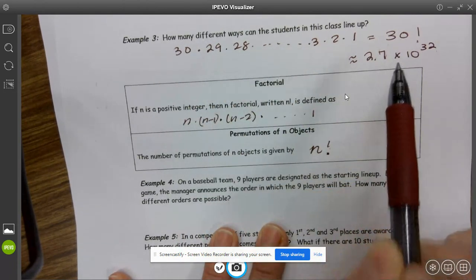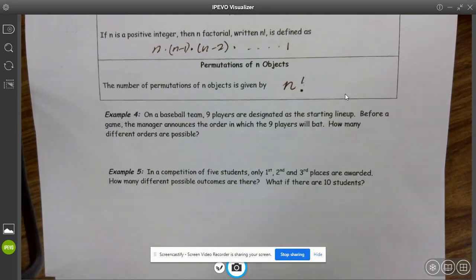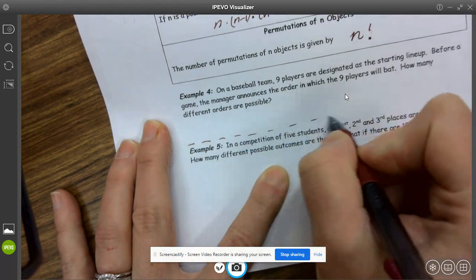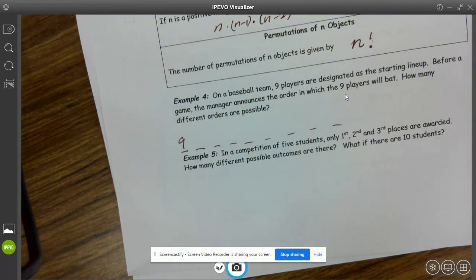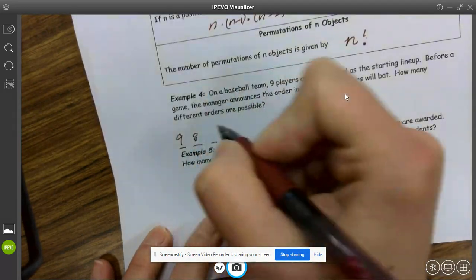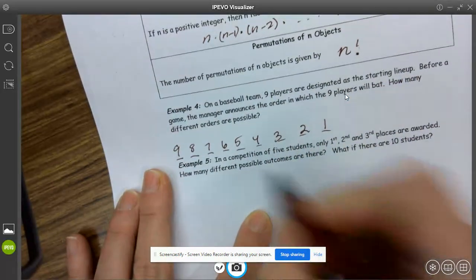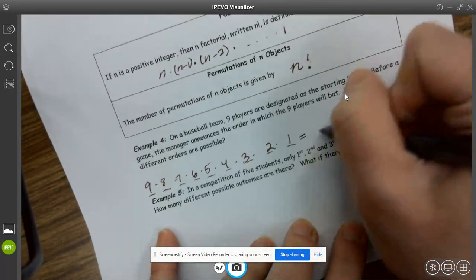30 factorial. Okay. So on a baseball team, 9 players are designated as the starting lineup. Before a game, the manager announces the order in which the 9 players will bat. How many different possible orders are there? So if I had 9 players, and this was the order, I'd have 9 to choose from. Once I pick a player, I have 8, and then 7, 6, 5, 4, 3, 2, and then 1. You multiply your ways together, or you could say 9 factorial.